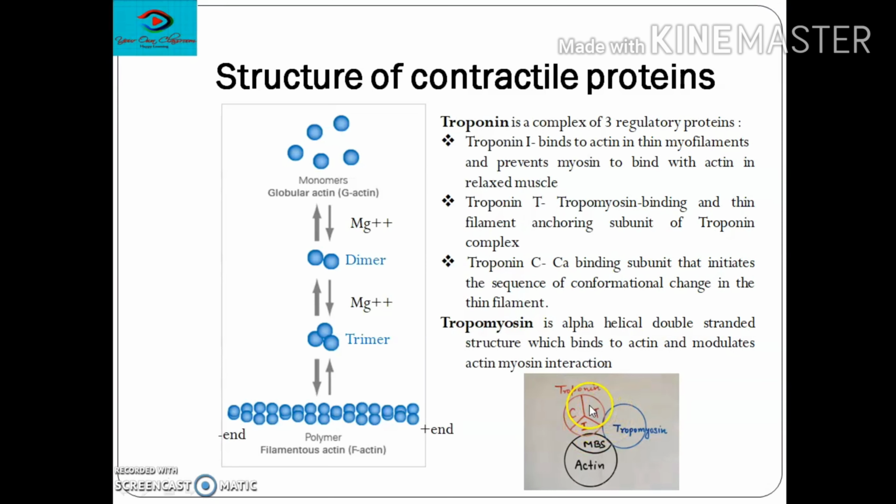Then there is troponin T, which helps in the binding of troponin with the tropomyosin. And then there is another subunit, troponin C. It is the calcium binding subunit that initiates the sequence of conformational change in the thin filament. This subunit is very important, and how it initiates the conformational change we'll see in the coming slides. And regarding tropomyosin, as I have already said, tropomyosin is an alpha helical double-stranded structure which binds to actin and modulates actin-myosin interaction.